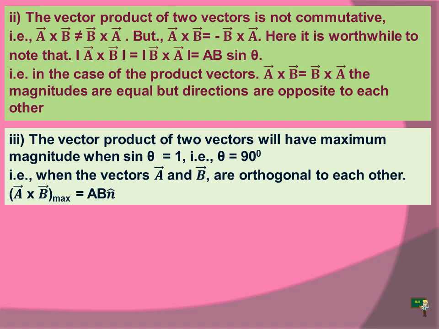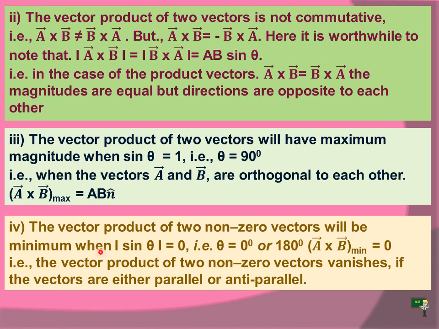Third property. The vector product of two vectors will have maximum magnitude when sin theta is equal to 1, because for theta equal to 90 degrees, sin 90 is equal to 1. When the vectors A vector and B vector are orthogonal to each other, again orthogonal means right angles, the maximum of A vector cross B vector is equal to AB n cap.